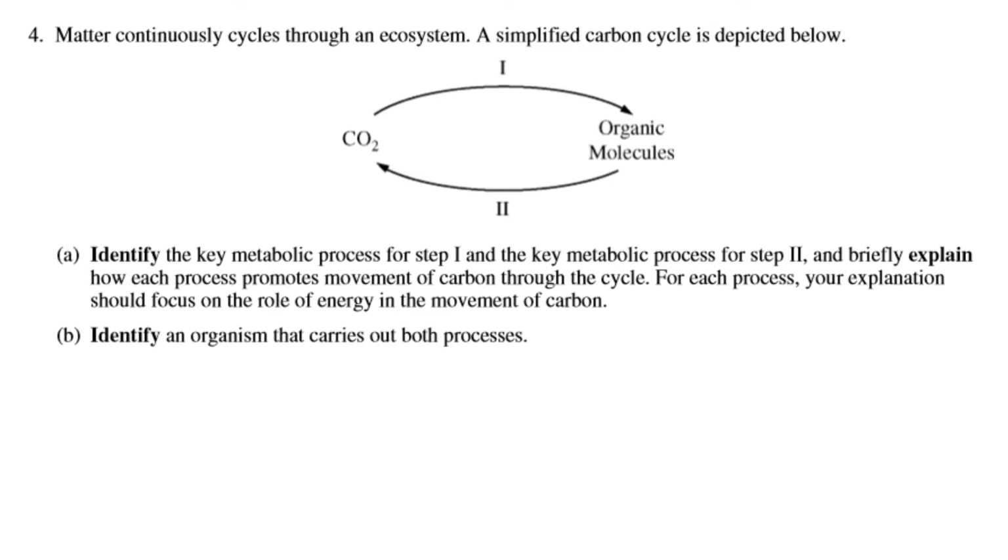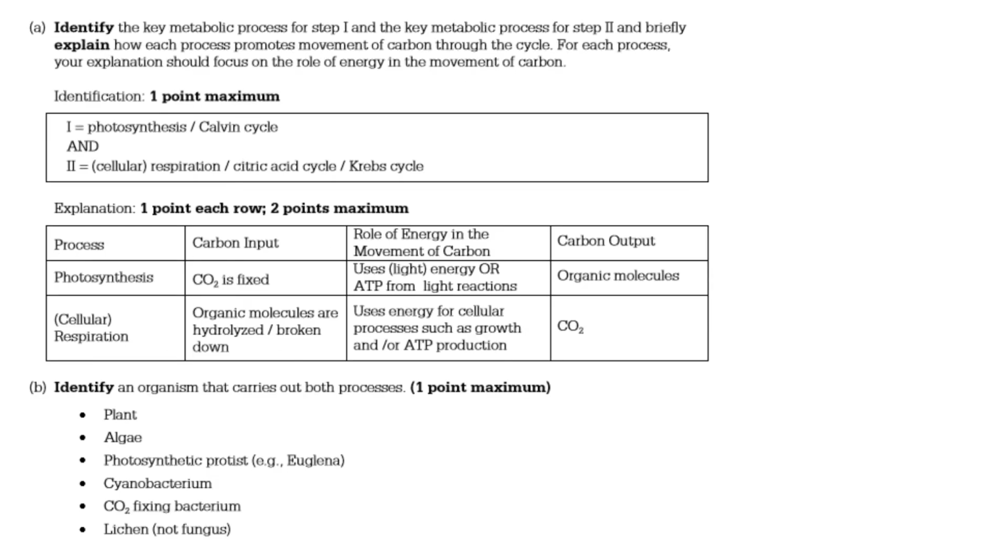So when we started looking at this from an AP standpoint, step one was photosynthesis, and in particular, the Calvin cycle is where carbon dioxide is built up into organic compounds. And in cellular respiration, the Krebs cycle and glycolysis, it begins the breakdown. The Krebs cycle is where we end up producing the carbon dioxide.